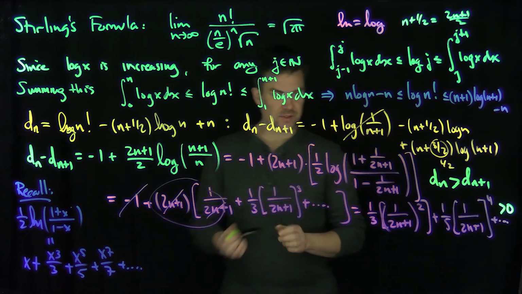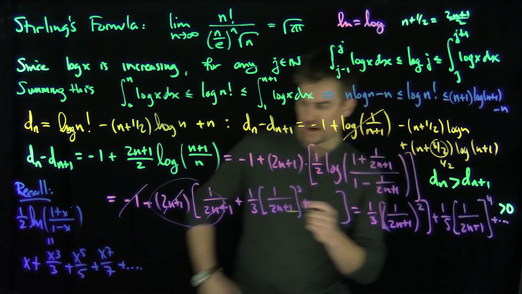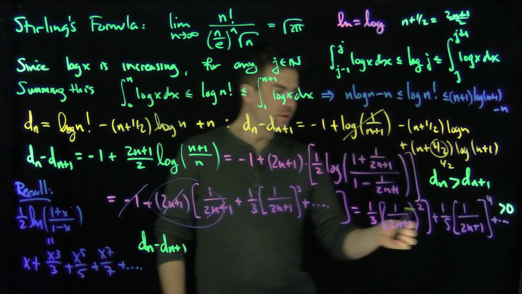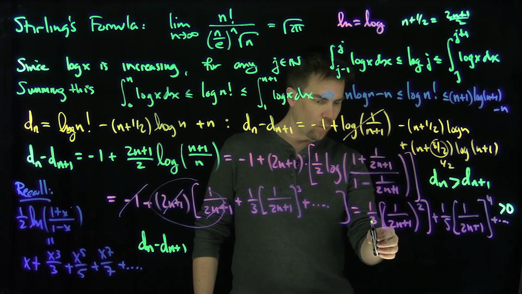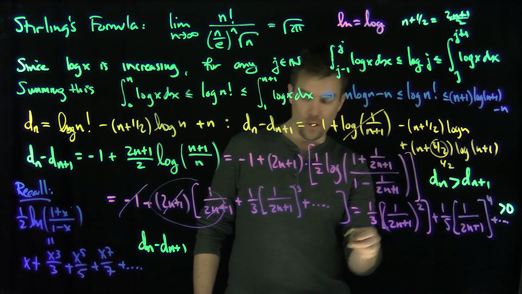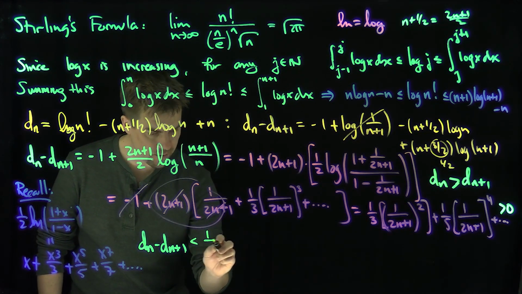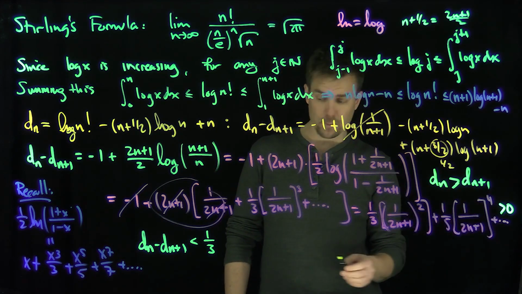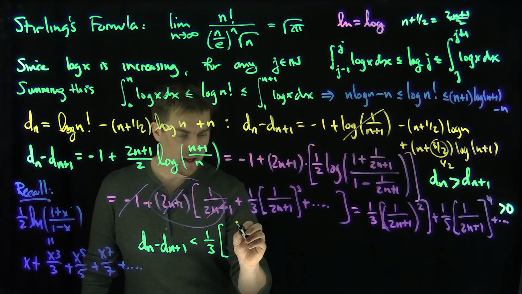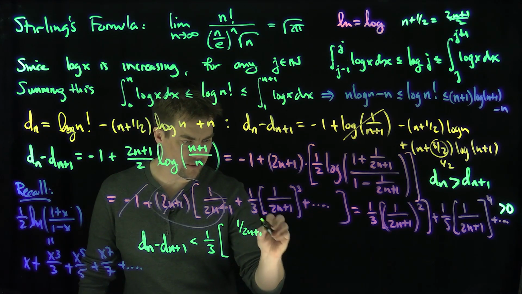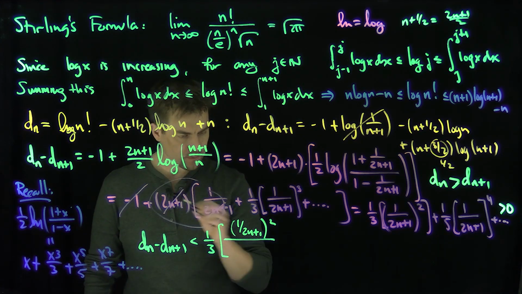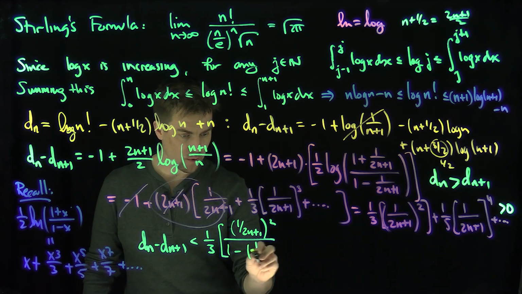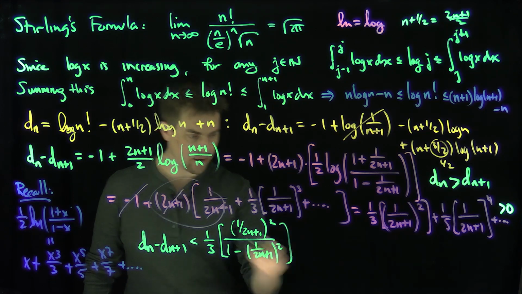And then what else can we say? Well, now I can make these terms bigger. I can say that dn minus dn plus 1, I can make all these terms bigger by replacing the 1/3, the 1/5, the 1/7, all by 1/3. So this is less than 1/3. And then I have a 1 over 2n plus 1 squared, and 1 over 2n plus 1 to the 4th power. That's a geometric progression. So I can sum up that geometric progression. It's going to be 1 over 2n plus 1 quantity squared over the common ratio thing, 1 minus 1 over 2n plus 1 quantity squared.